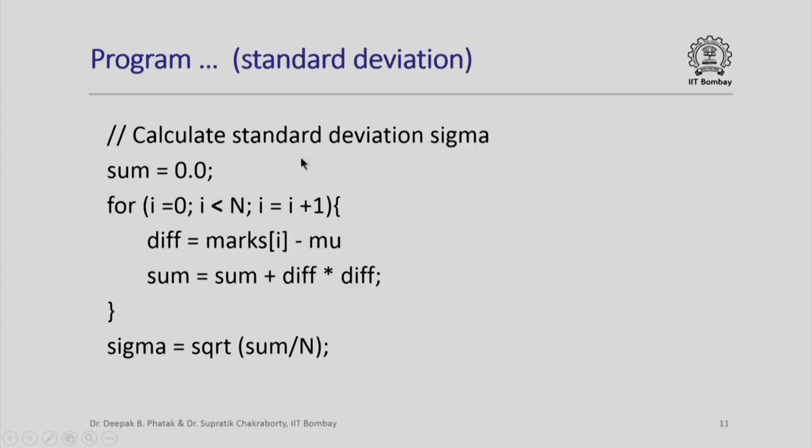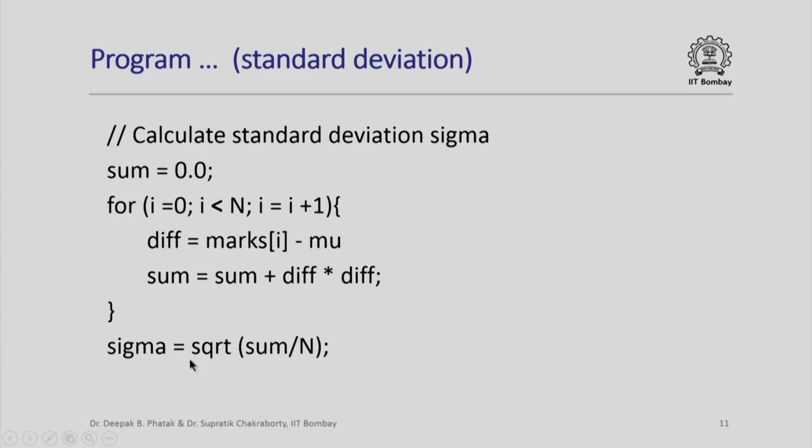Next I calculate the standard deviation sigma. I again start with sum equal to 0 because that is the starting point. I want to accumulate the sum of the squared differences. I set up the iteration again exactly the same way, but this time I first calculate the difference of the ith element of marks with the average and calculate the square of that difference, which I add to the running sum. Having calculated this sum, I now find sigma by taking the square root of sum upon n.